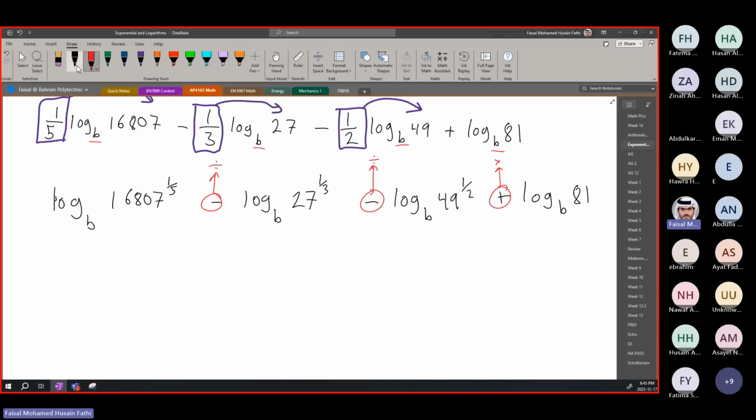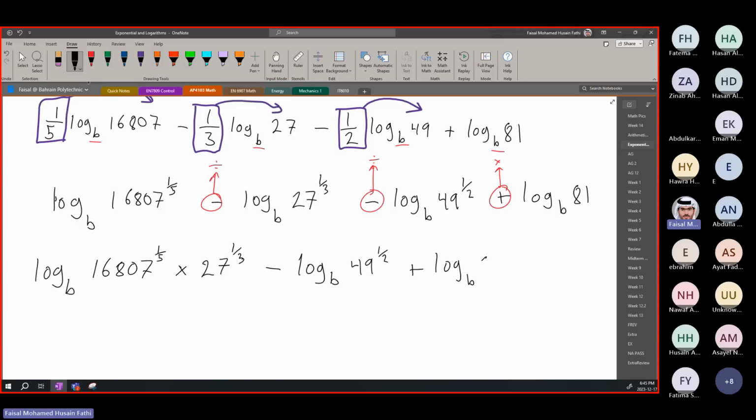And we'll do it step by step. We don't have to rush through anything. Log B, let's do the first two terms. 16807 to the power of 1 over 5 times 27 to the power of 1 over 3. We can either do it in one shot or in multiple steps. Let's do multiple steps for the first one at least, so there's no confusion. So minus log B 49 power half plus log B 81.